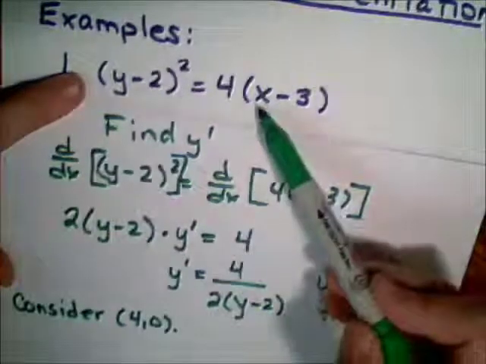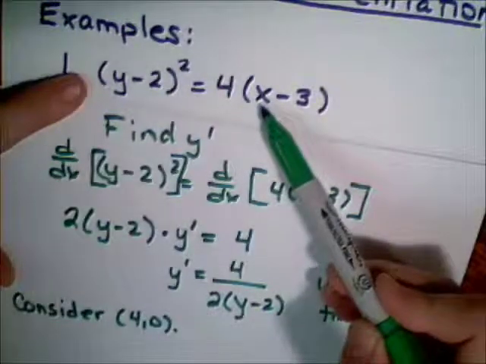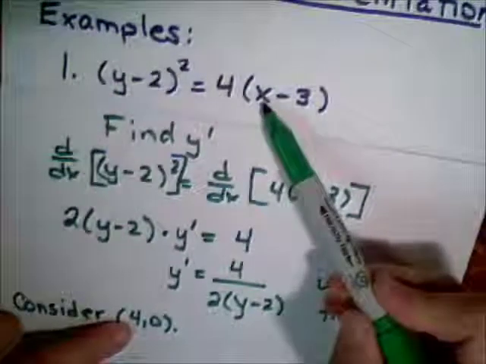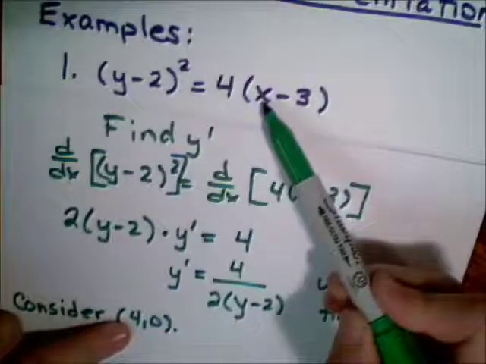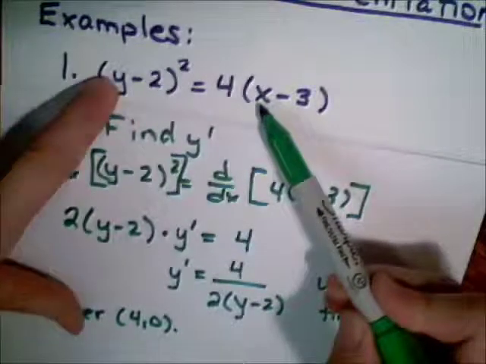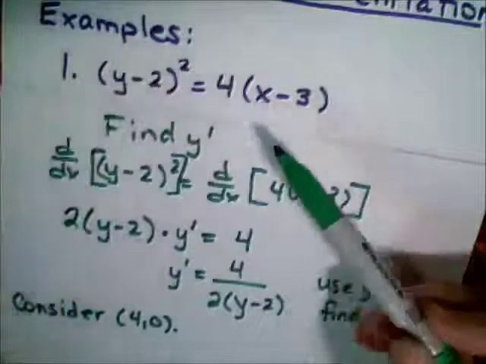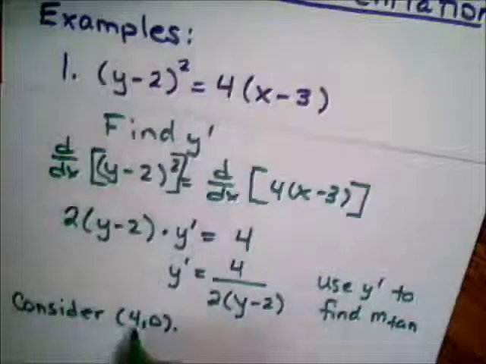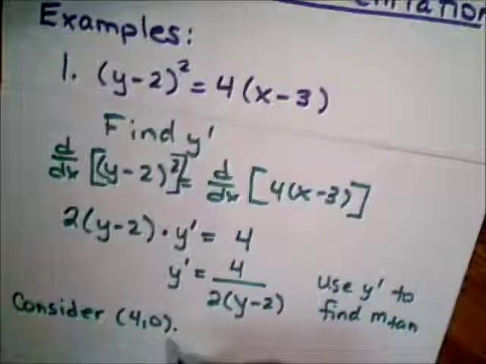Yes, if we substitute 4 for x on the right, we'll have 4 times 1. If we substitute 0 for y on the left, we have negative 2 squared. And we can show that the left-hand side and the right-hand side are both 4. So this ordered pair is on the curve.